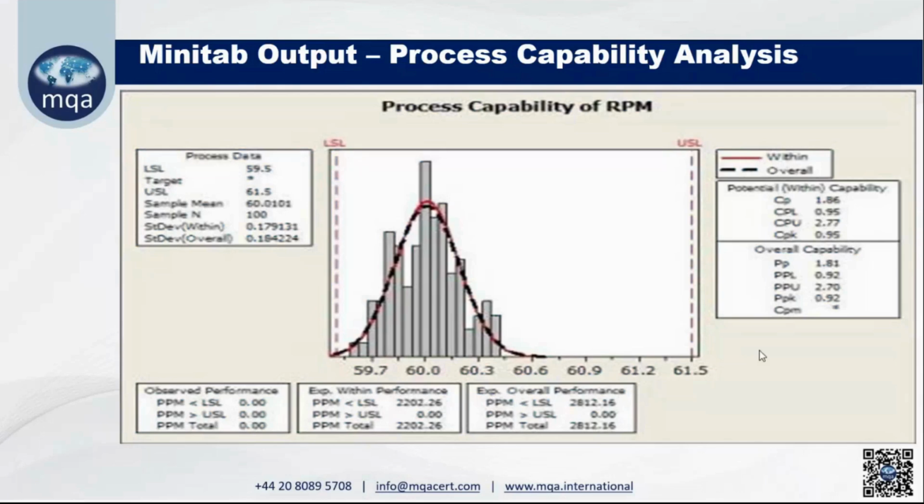See here, the center is shifted towards the LSL, the lower side. All our readings were on the lower side, and here there is a lot of scope. So what can we do? We can take action and shift this curve to the center side.